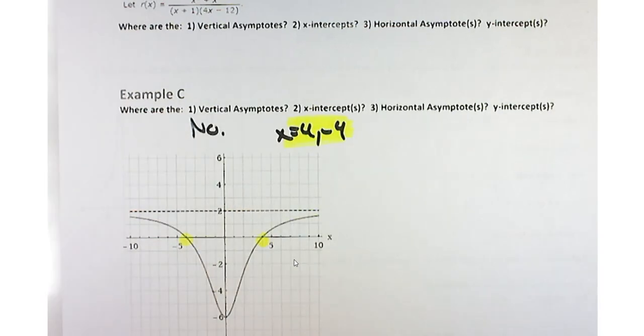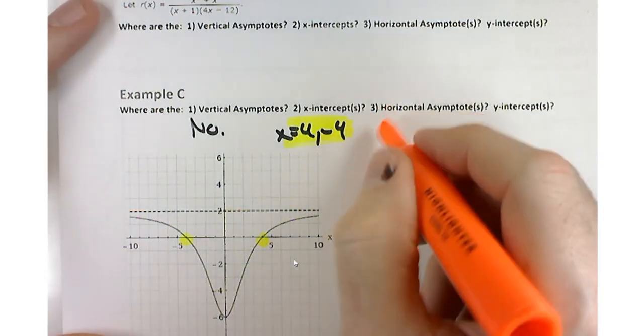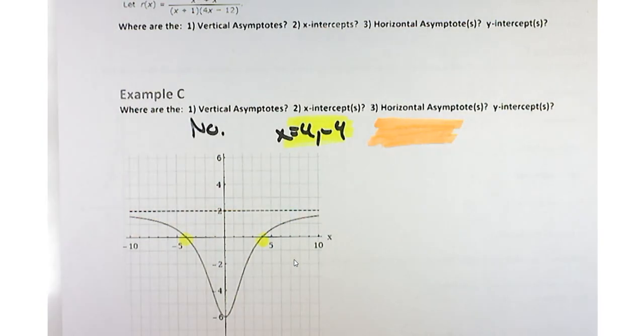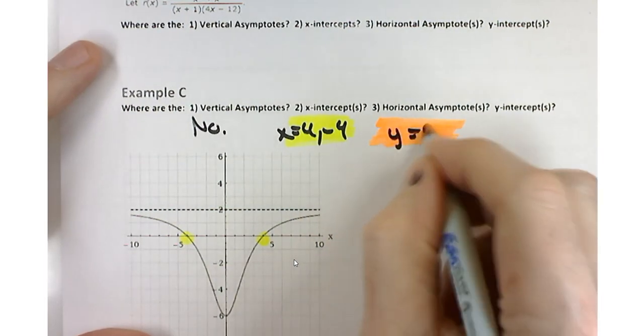And does it have a horizontal asymptote? Yes. Y equals 2. So let's throw that one in there as well. Y equals 2.